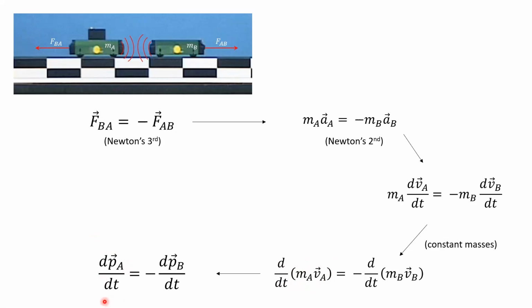It says that the rate at which cart A's momentum is changing must be the negative or the opposite of the rate at which cart B's momentum is changing. So qualitatively, it says that at any instant, if cart A's momentum is increasing, cart B's momentum must be decreasing. Of course, this equation is a stronger statement than just that. Not only does it say if one's going up, the other one's going down, it also says that the magnitude of those rates are equal.